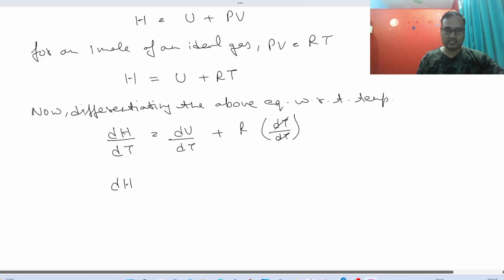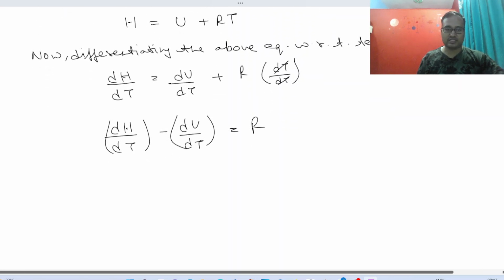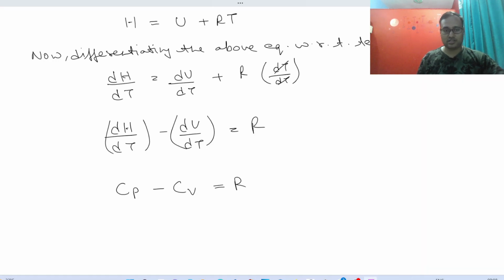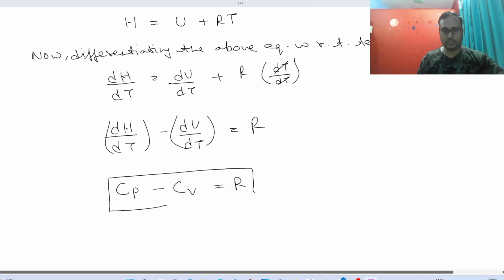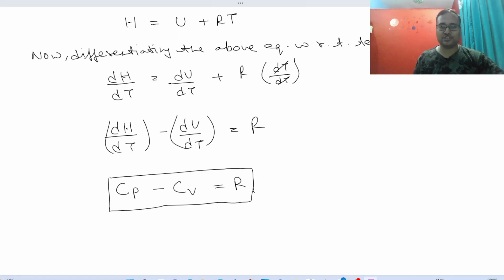Now dH by dT minus dU by dT is equal to R. So we can substitute this as Cp minus Cv is equal to R. So this is the relation between the molar heat capacity at constant volume and the molar heat capacity at constant pressure.